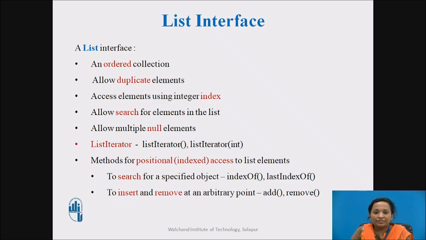The list interface provides four methods for positional or indexed access to the list elements. It provides two methods to search for a specified object. The methods are indexOf and lastIndexOf. It also provides two methods to efficiently insert and remove multiple elements at an arbitrary point in the list. The methods are add and remove.